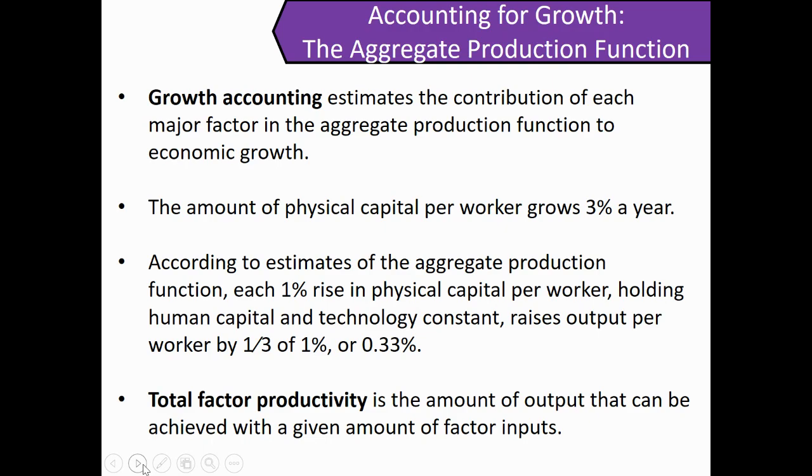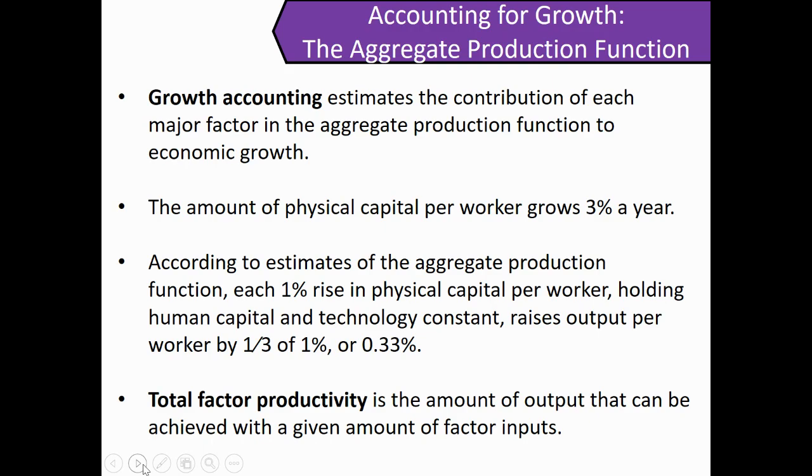So when total factor productivity increases, the economy can produce more output with the same quantity of physical capital, human capital, and labor. So we can get a greater output per person. This is showing us growth.